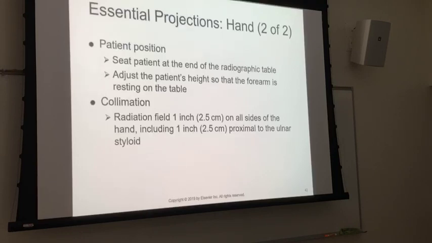Adjust the height so the forearm is resting on the table. You can collimate down to a half an inch to an inch on all sides plus the end of the finger, because your collimators can actually be inaccurate. If you collimate all the way down to the skin line, you don't have a whole lot of skin in certain places on your extremities, right? So if you collimate all the way down to the skin line and your collimators are inaccurate, then you're going to clip anatomy. So give yourself a half an inch to an inch beyond the skin line in order to not do that.